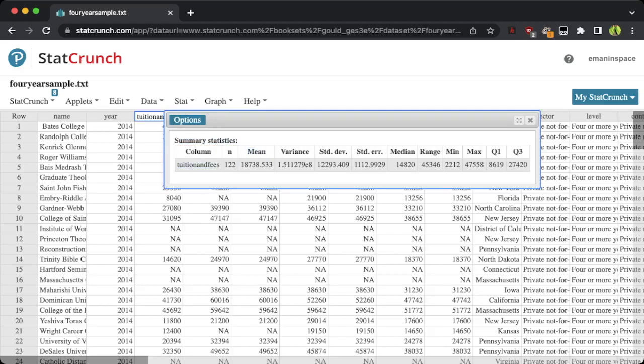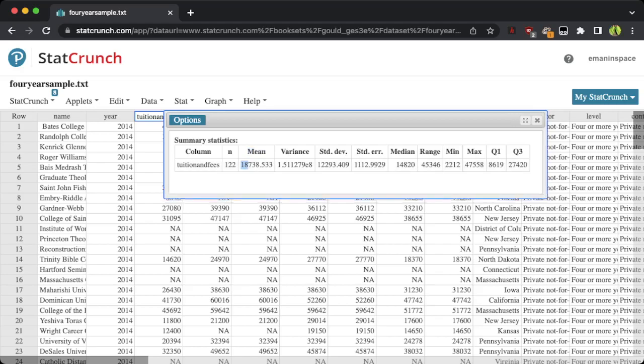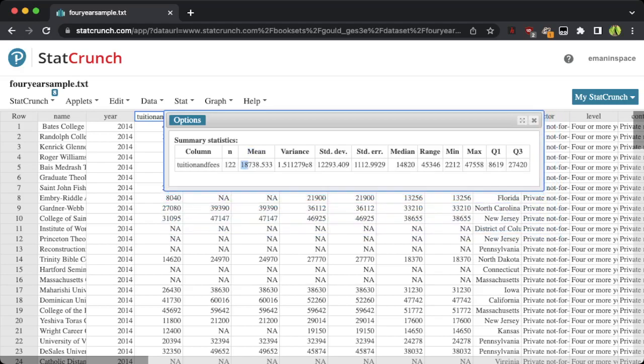The mean is 18,738, you can see from here. So this is telling you, okay, if you look, typically what's the tuition and fees? About $18,000. N is the number of observations. So this data comes from 122 different colleges. So if you're looking at these 122 different colleges, typically what is the tuition and fees? $18,738 approximately. Cool. All right.